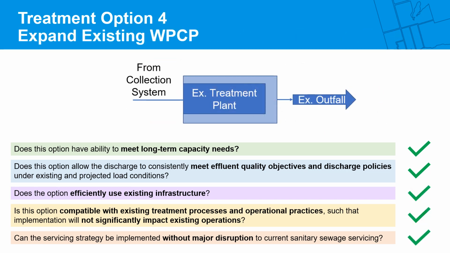Treatment option 4 involves expanding the existing Sunderland WPCP. This option meets long-term capacity needs, consistently meets effluent quality objectives, efficiently uses existing infrastructure as it is compatible with existing treatment processes and operational practices, and it can be implemented without major disruption to the current sanitary sewage servicing.